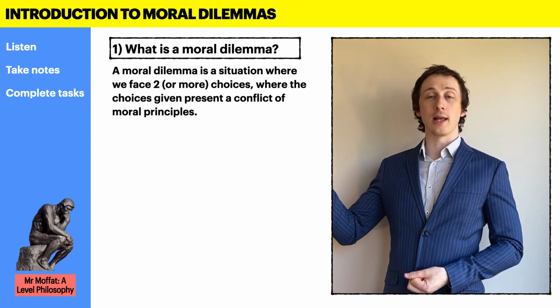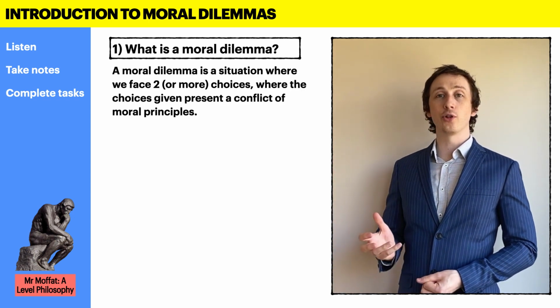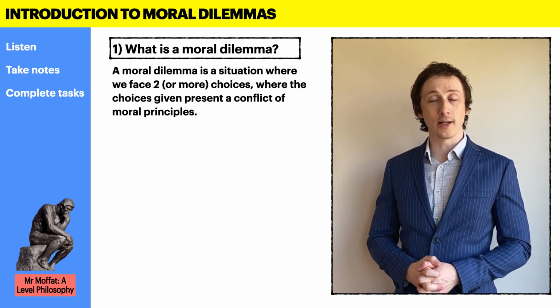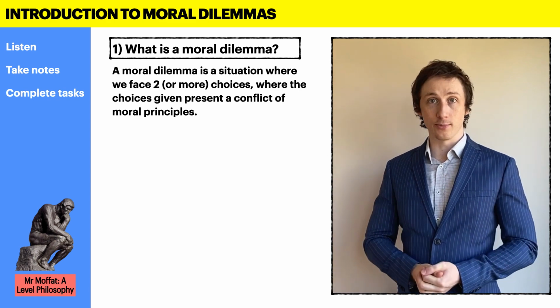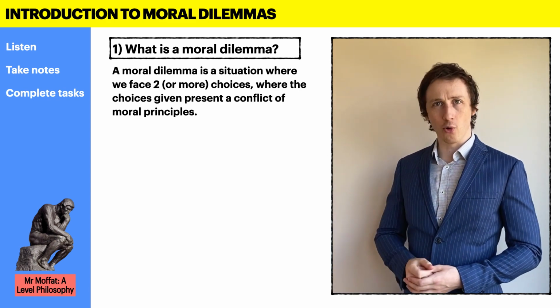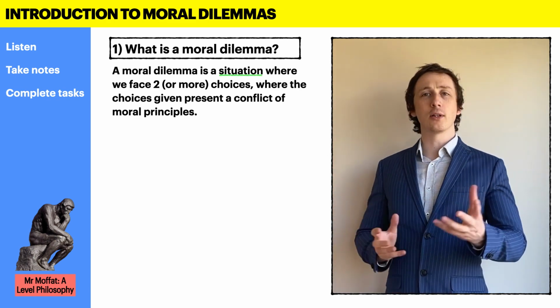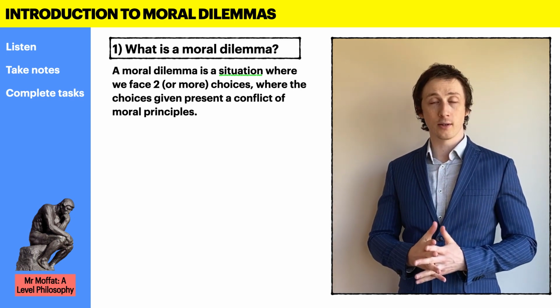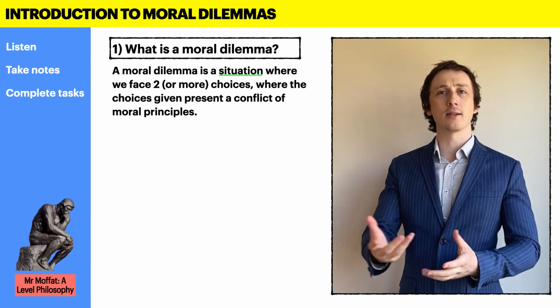Our definition of moral dilemma is a situation where we're faced with two or more choices, where these choices present a conflict between different moral principles. Let's break this down a little bit more. So, a situation. A moral dilemma always presents a set of circumstances or a scenario for us to imagine either ourselves or somebody else in.